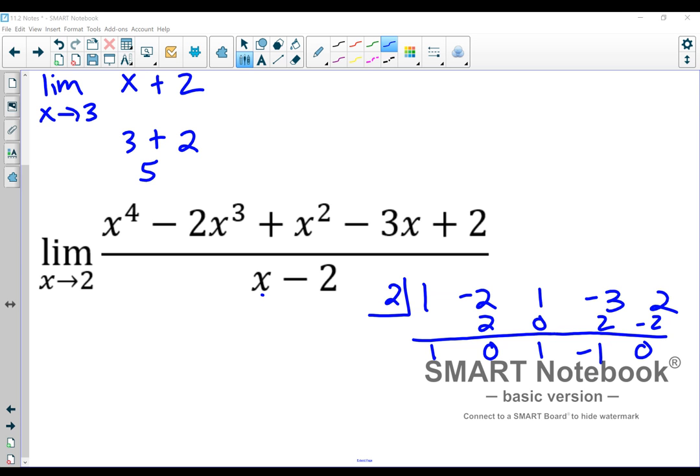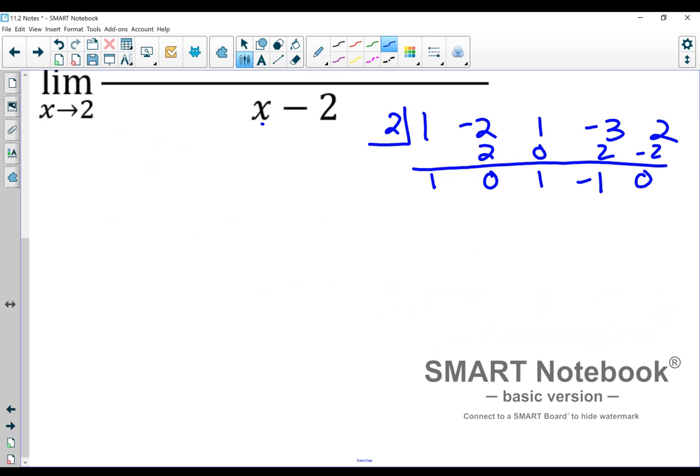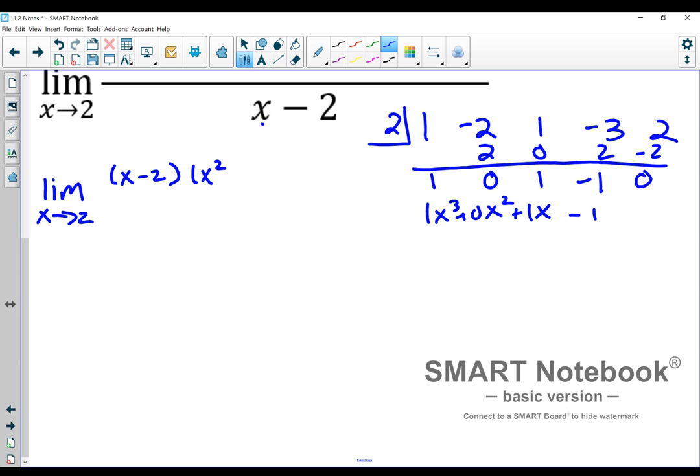And I am left with, because I started out with x to the fourth, this is going to be an x cubed. I have a 0x squared, I have some x, and I have a constant. So the way I would write this then, in the numerator, I could have x minus 2 times 1x cubed plus 0x squared plus 1x minus 1. So let's just call that x cubed plus x. Oops, I said cubed, but I wrote squared. X cubed plus x minus 1 all over x minus 2.